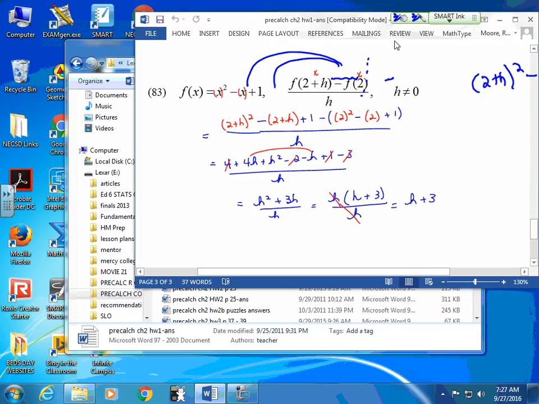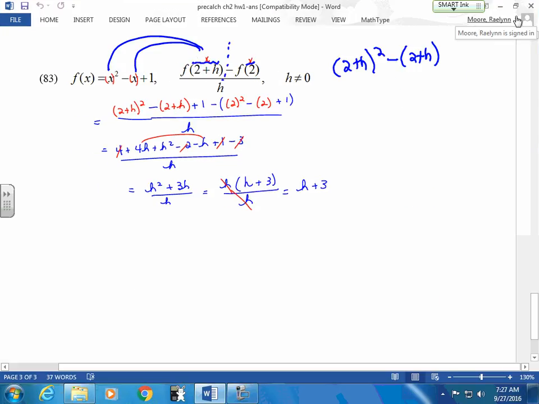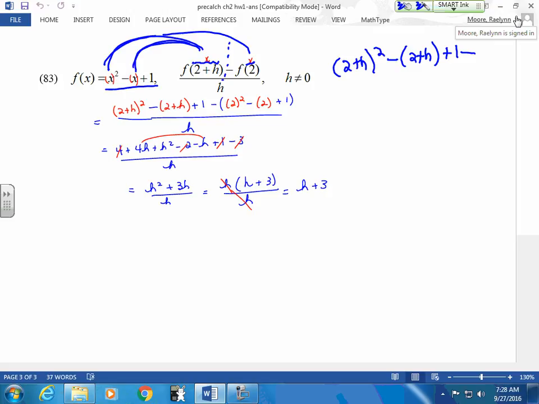Nine times out of 10, if something doesn't reduce, it's because of this minus sign. Okay, and don't forget this plus 1. This is part of your function. Now, keep this minus sign. Here's the second part. Put a 2 into the x. But don't forget to keep the minus sign. So I've got a 2 squared minus 2 plus 1.